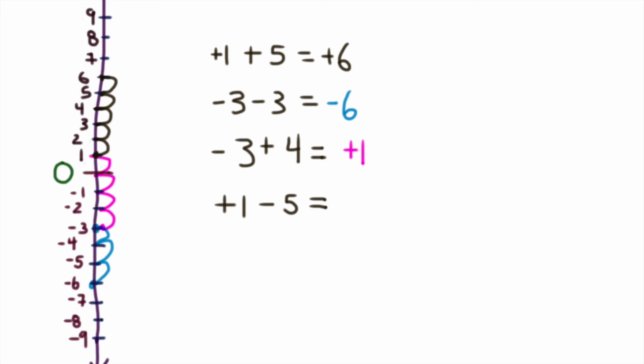How about we pick a different color, like green or something here. So plus 1 minus 5. We're going to start here at plus 1. Minus 5 means we got to go down 5 units. So there's 1, 2, 3, 4, and then one more, and we end up here at negative 4. So those are the answers for these problems.